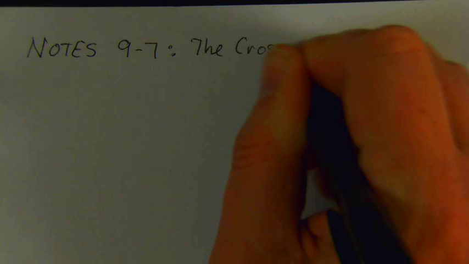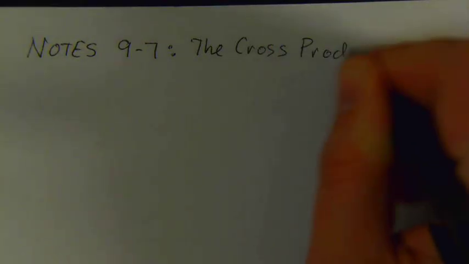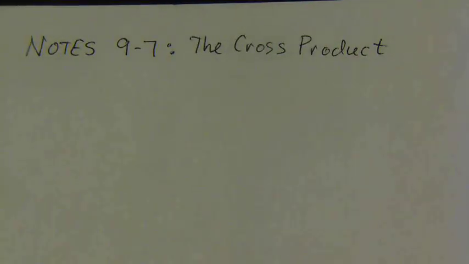All right, so in 9-5, we talked about one type of product of vectors. And in 9-7, we talk about a different product that is used for different things. When you take the dot product of two vectors, you just get a number, right? But when you take the cross product, you're actually going to get another vector.